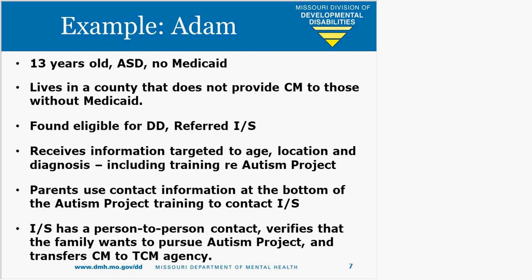At the bottom of the information that's sent out by the information specialist is going to be contact information that would let the family or an individual know how to get in touch with someone to have a conversation about where to go or whether or not they're eligible for a particular service. And say that the parents then use the contact information that was on the bottom of that autism project email to get a hold of the information specialist. That information specialist is then going to have a person-to-person contact, verify that the person understands and wants to pursue the autism project, and then transfer case management to the appropriate TCM agency.